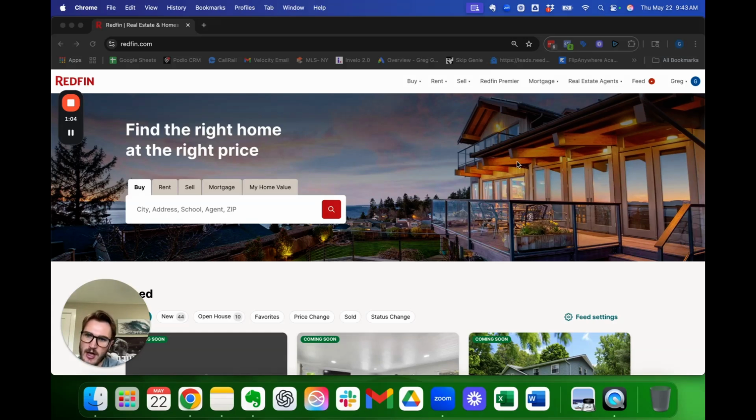And especially in changing markets, like we're in right now, you've got to understand what to look for and how you really assign a certain value to a property. So I'm going to actually use redfin.com today. So let's get into it right now.